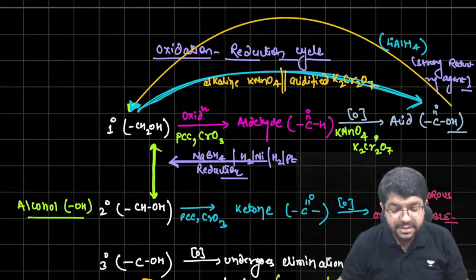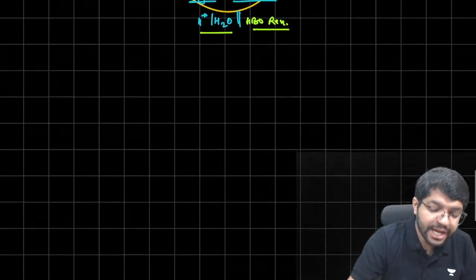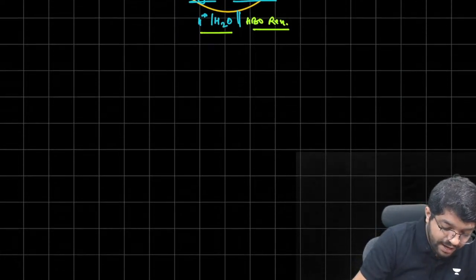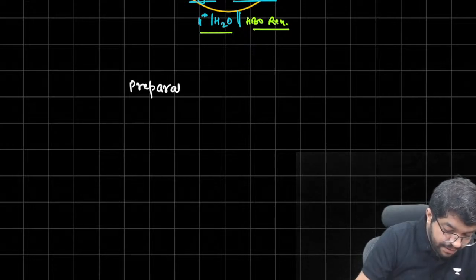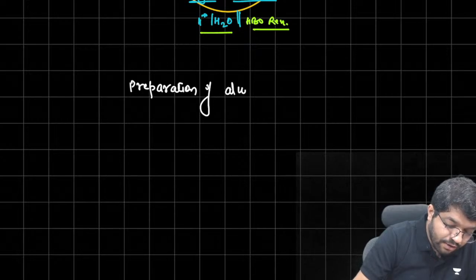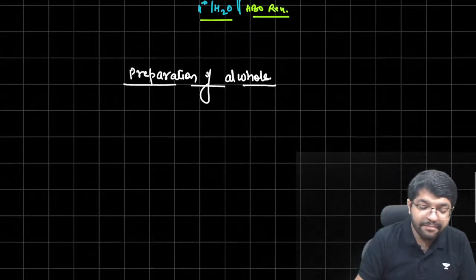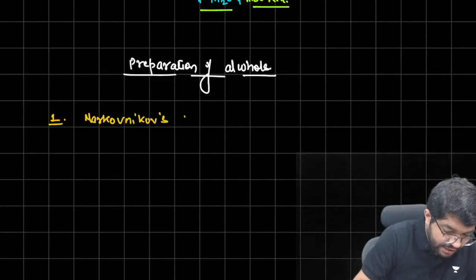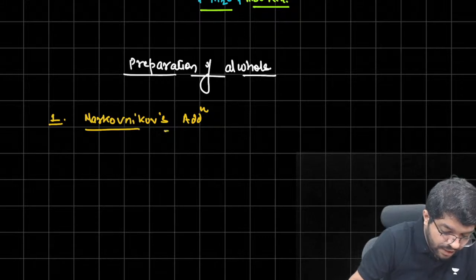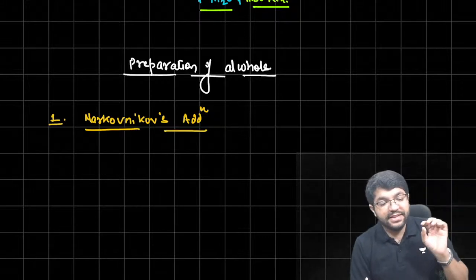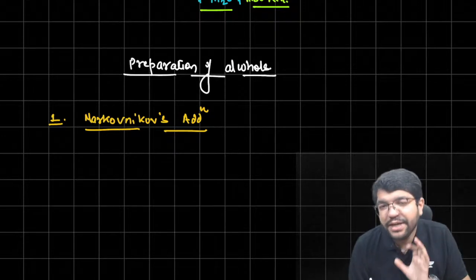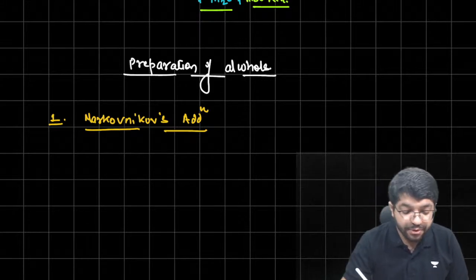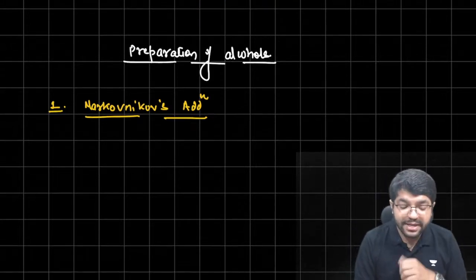Now quickly let us talk about the preparation of alcohols, very important. The first thing we should always talk about is Markovnikov's addition. Can anybody in the chat box tell what Markovnikov's addition rule is and how it functions? Anyway, I'm going to tell you.